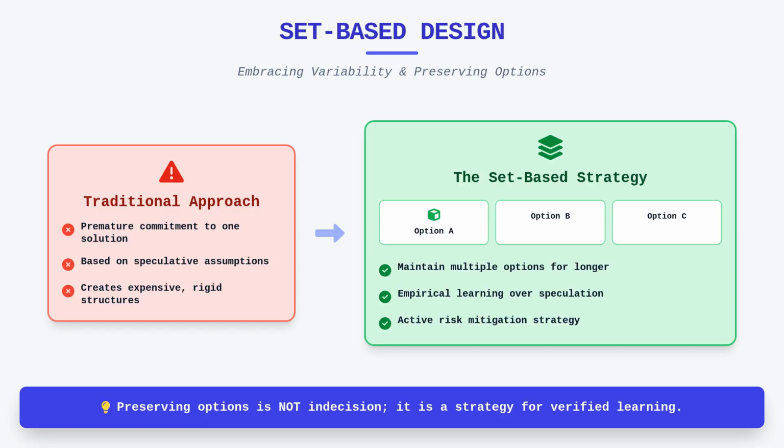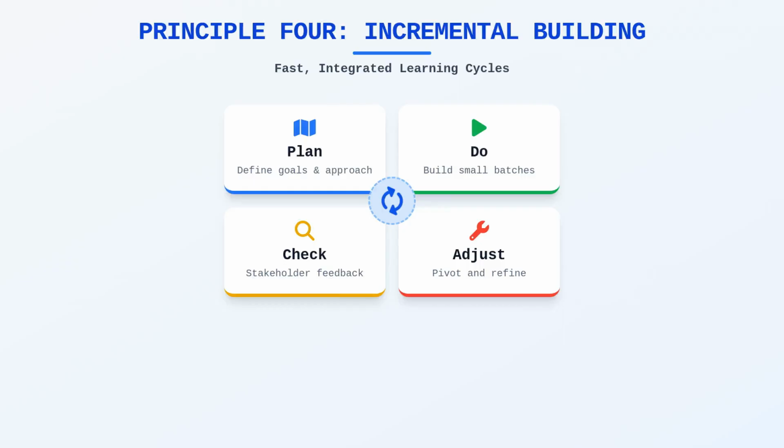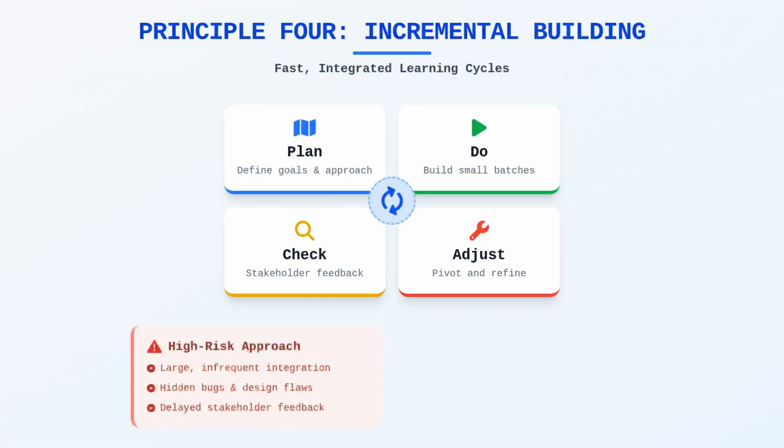Principle 4 involves building incrementally with fast, integrated learning cycles, often modeled on the plan-do-check-adjust loop. The efficiency of a development organization is inversely proportional to the time it takes to integrate components and get feedback from stakeholders. Large, infrequent integration points create high risk because bugs and design flaws remain hidden until the very end.